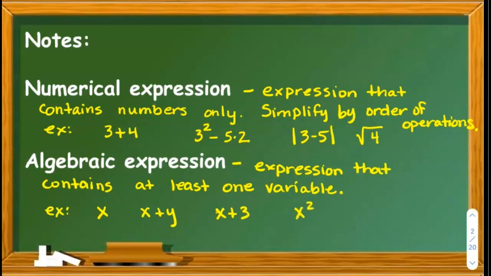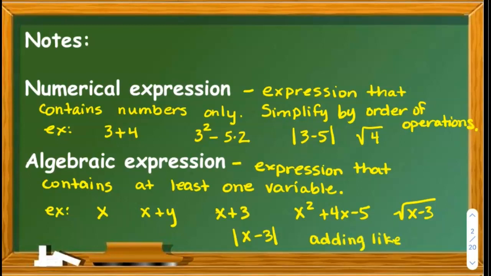Maybe x squared plus 4x minus 5. Those would be algebraic expressions. It could have a square root, but again, it contains a variable. It could have an absolute value. Again, it contains a variable. So all of those would be algebraic expressions. Now, if we're going to simplify algebraic expressions, we usually do those by what we say is adding like terms. And again, we'll talk more about that later on.